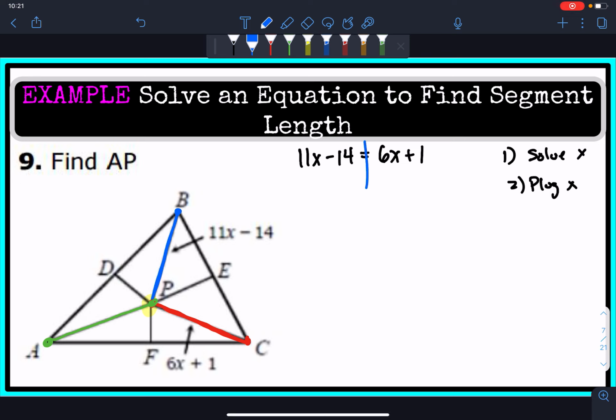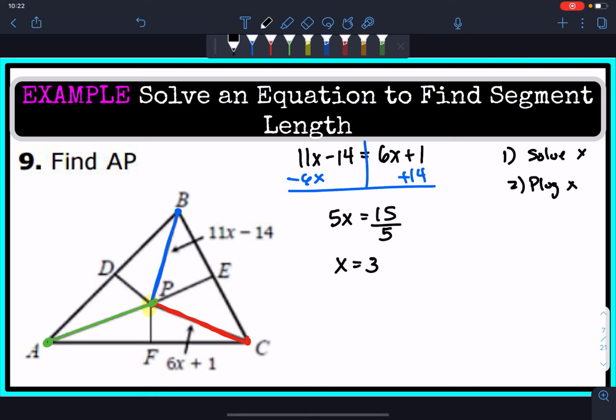So with letters to the left and numbers to the right, I'm going to subtract 6x and add 14. And we get 5x is equal to 15. Divide by 5. X is equal to 3. So let's plug it into the bottom one, that one right there. So PC is equal to 6 times 3 plus 1. So PC is equal to 18, 19. So that distance right here is 19.